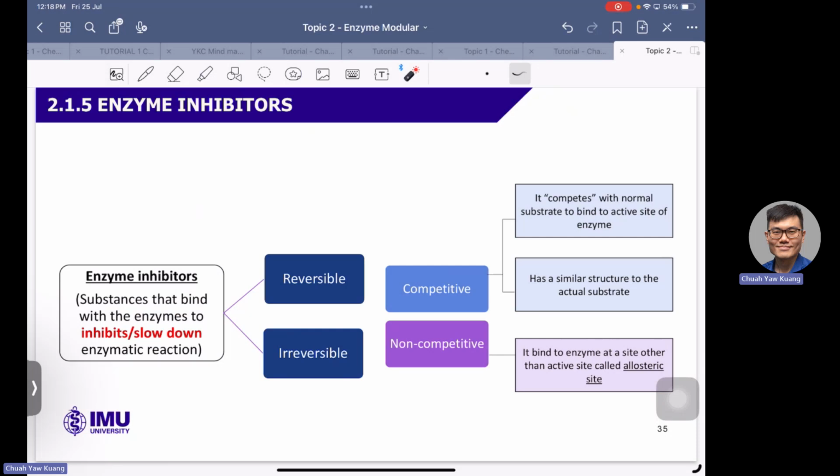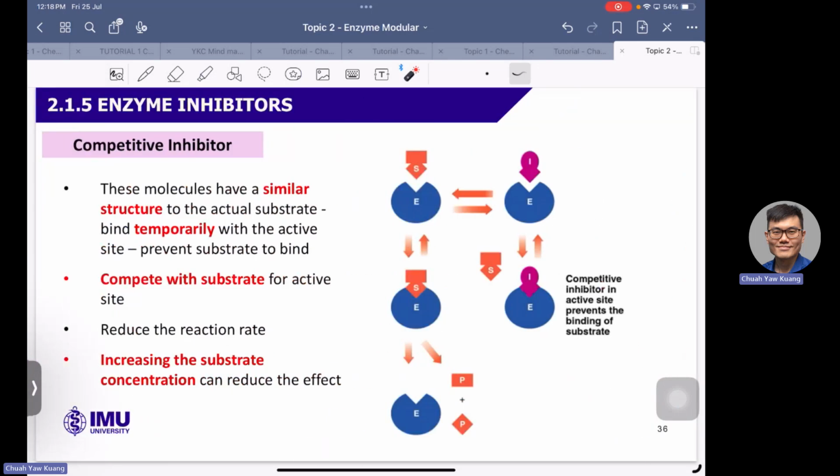Okay, so let's see what is meant by competitive. Competitive inhibitor, first thing, they have a similar structure to the substrate. Competitive inhibitor will have almost the same structure as the substrate. Why? So that they can bind to the active site. So that's why a competitive inhibitor will bind to the active site. In other words, their name is competitive inhibitor, which means they will compete with the substrate for the active site.